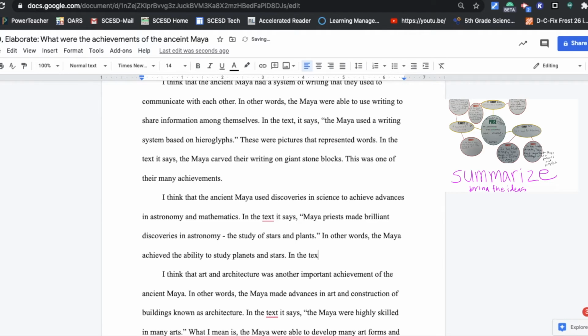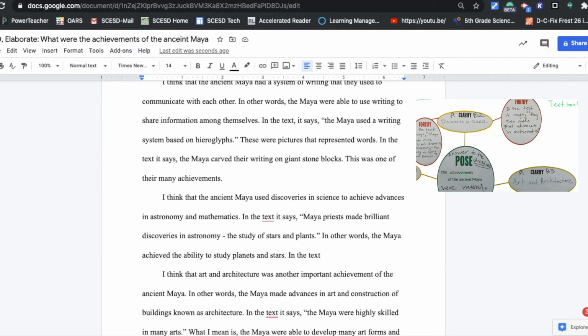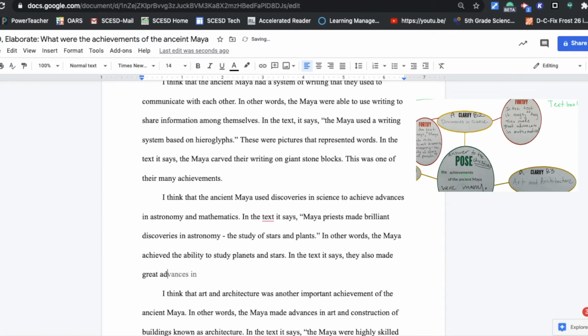In the text, and that's coming from right here, we forgot to put in this fortification statement. That's okay, we'll go through and do it now. So in the text, it says, "they also made great advances in mathematics." Make sure you have your quotes.